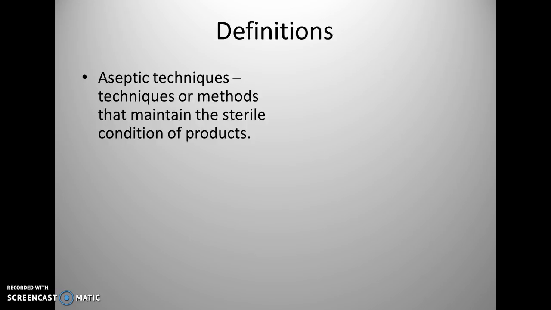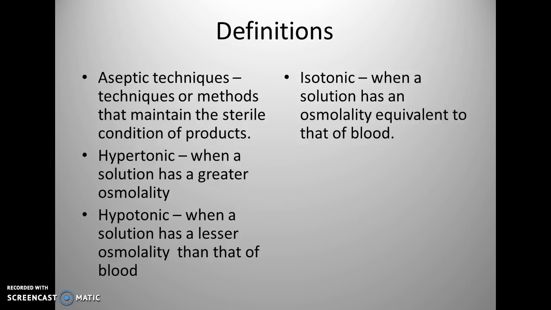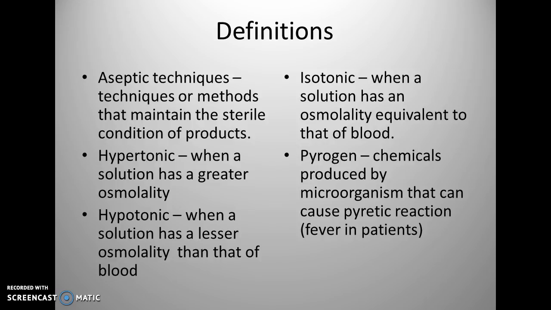Hypotonic is when a solution has a lesser osmolality than blood. Well, let me go back and talk about hypertonic. Hypertonic is not related to acidity. It's basically defined as when a solution has a greater osmolality than that of blood. Hypotonic is when a solution has a lesser osmolality than that of blood. Osmotic pressure is a characteristic of a solution determined by the number of dissolved particles in it. We have isotonic, when a solution has an osmolality equivalent to that of blood.